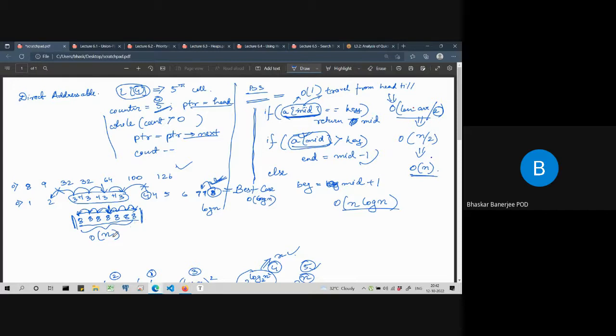So this is actually nothing but order n time. You are traversing the whole array again. So using binary search did not give you any advantage.